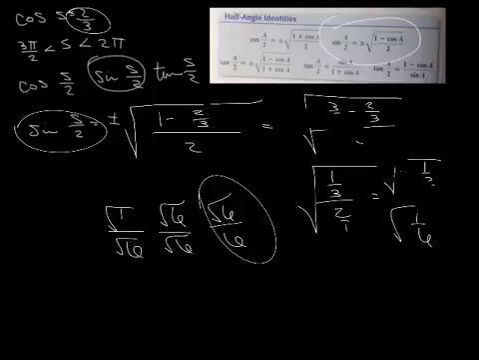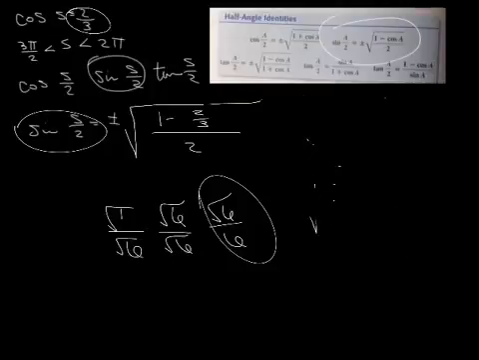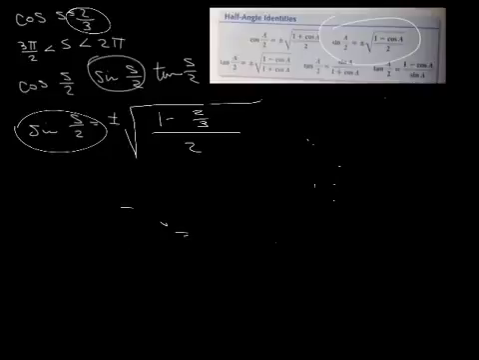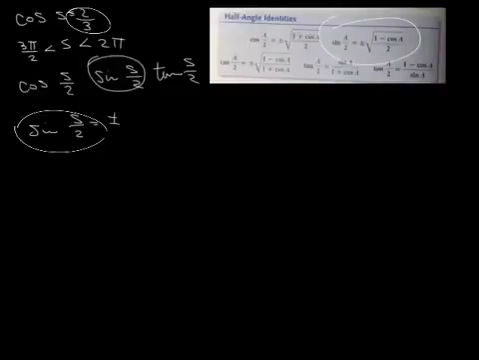So let's see if we can erase all this. I don't know how much of it it'll even erase. Okay, so we were able to find out the sine of s over 2 without too much trouble, and that was square root of 6 over 6.